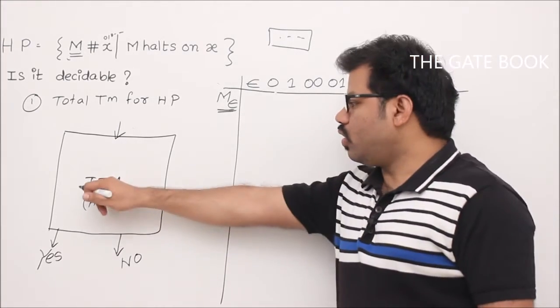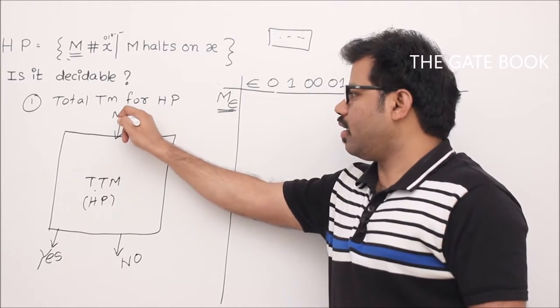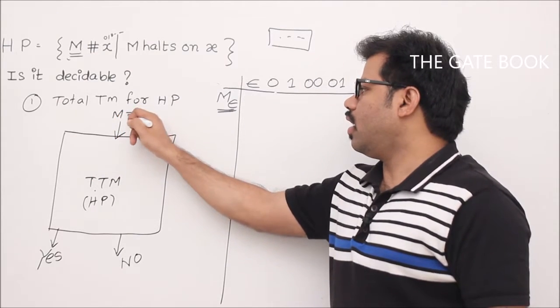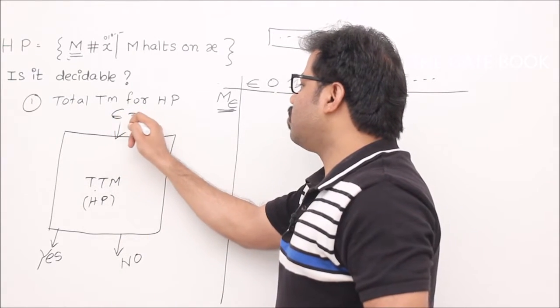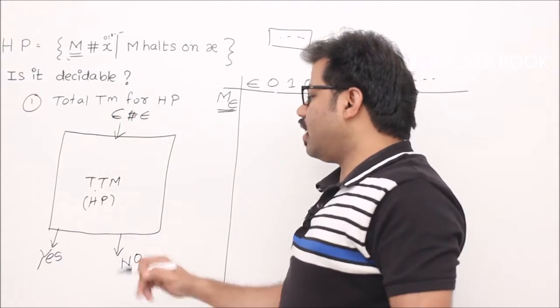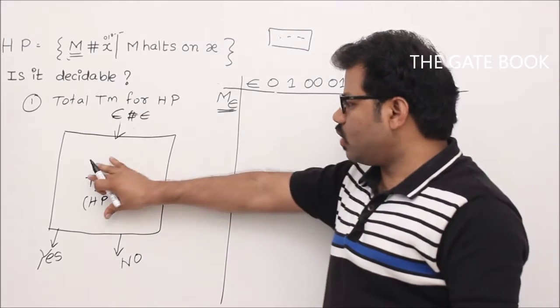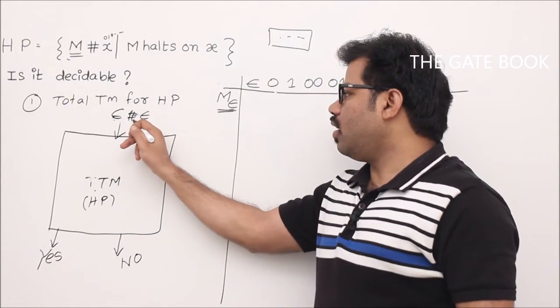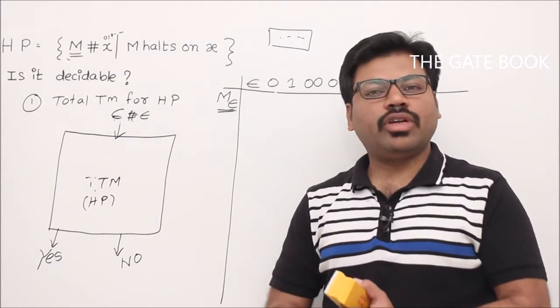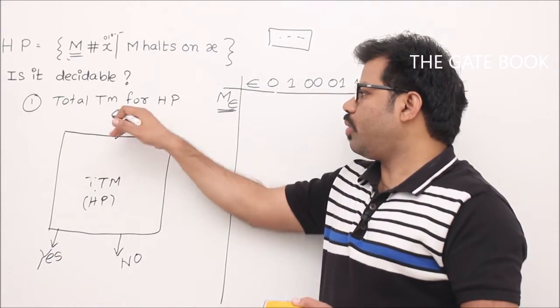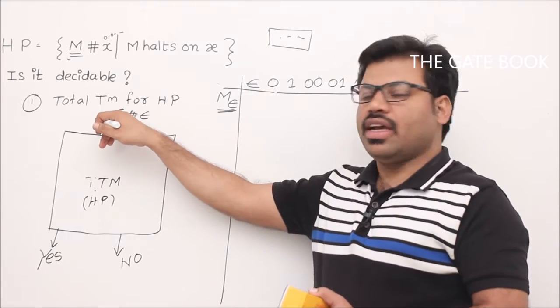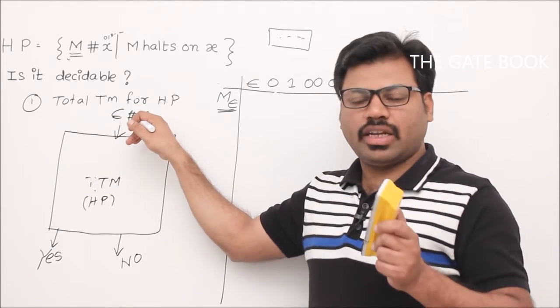Correct? This total Turing machine should accept any pattern, right? I can give any pattern. Like I give this also: epsilon hash epsilon. Because really it is a decidable problem, really there is a total Turing machine. If you give epsilon hash epsilon, what should the total Turing machine do? Okay, what is your opinion? Forget about this total Turing machine. What is your opinion? Does this epsilon Turing machine halt on epsilon?